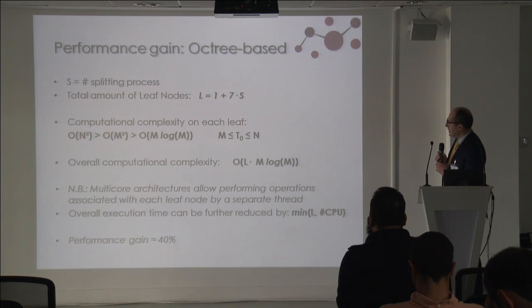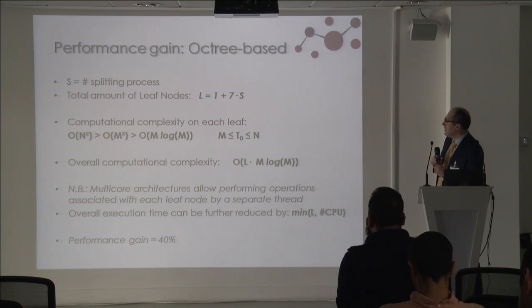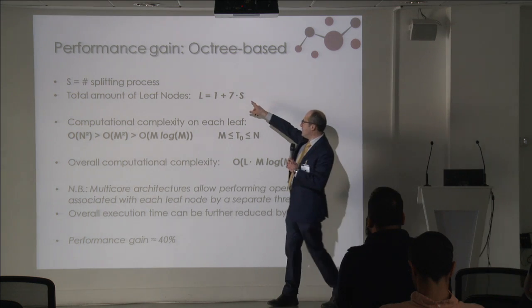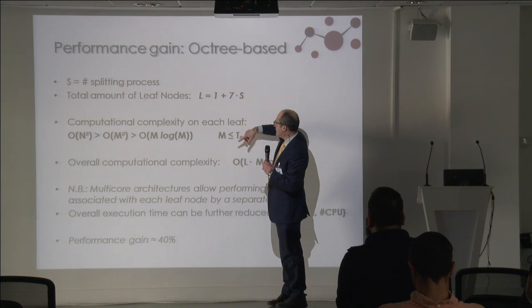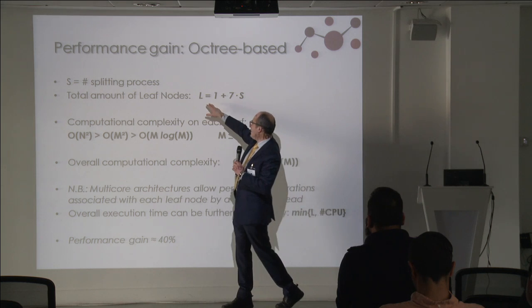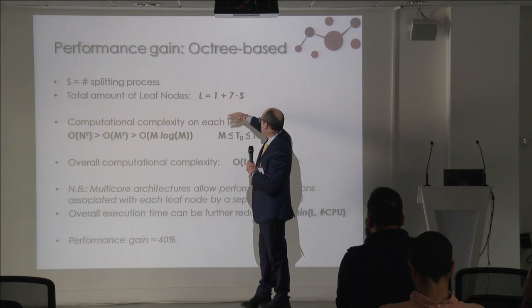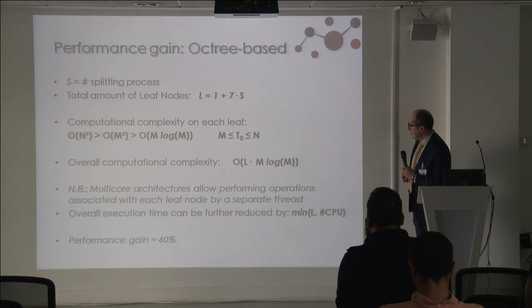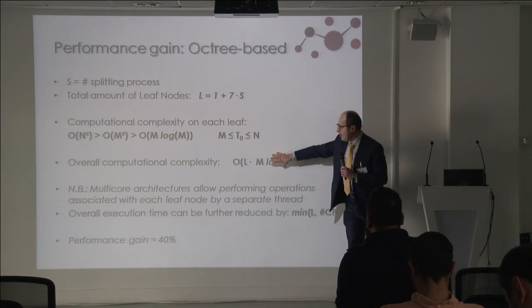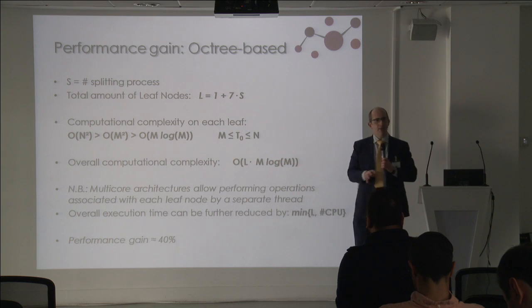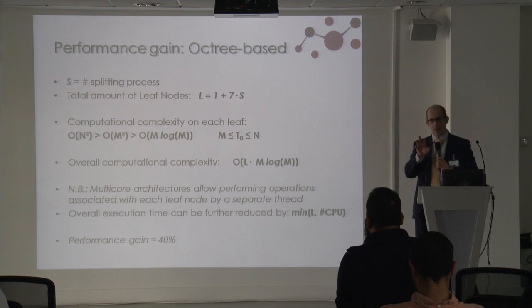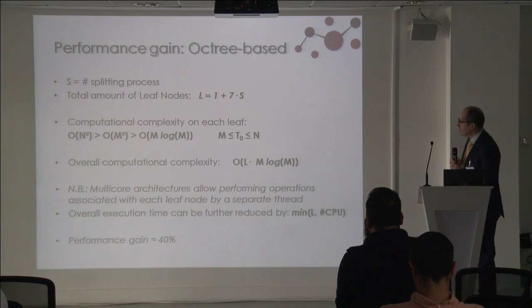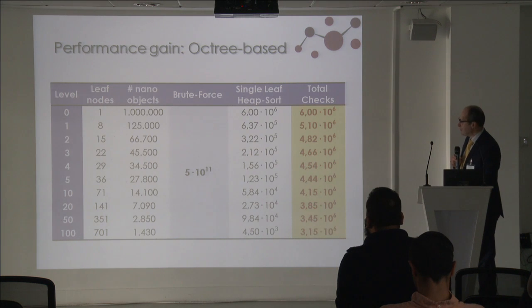So this is what I have illustrated in this slide. For each split, we add 7 leaf nodes. So in total, we have a number of leaf nodes L equal to 1 plus 7 times S, the number of splits. And this way, the resulting M log M complexity is relevant to each individual leaf generated by the octree splits, and the performance can really improve.